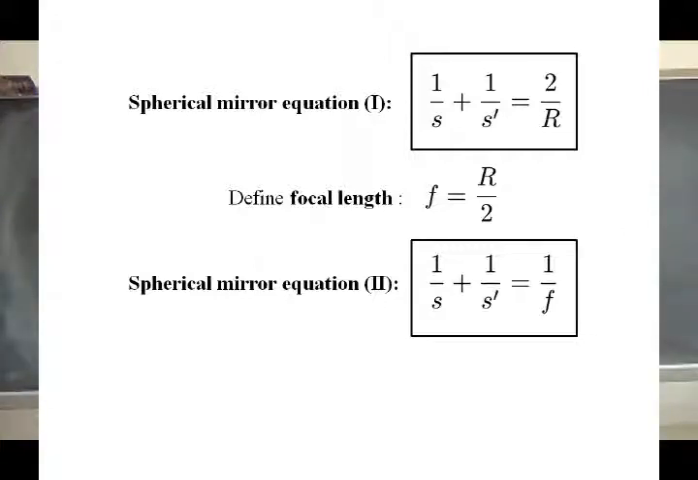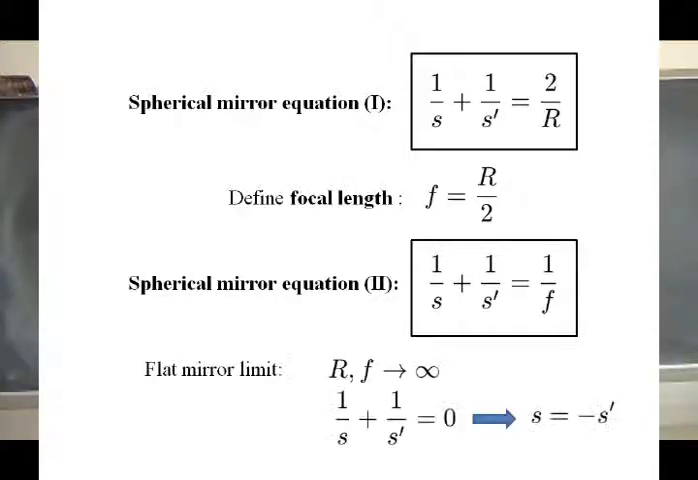This, by the way, contains the flat mirror equation as a special case, because in the flat mirror equation, the radius of curvature is infinite, so the focal length is also infinite. The reciprocal of the focal length is 0, so that means that s has got to be the negative of s prime, so that this spherical mirror equation works out.